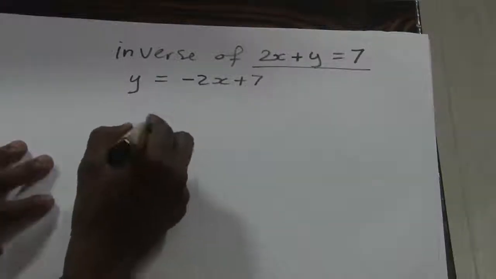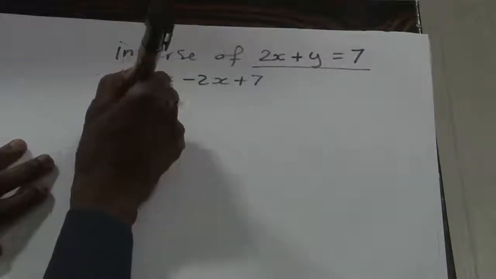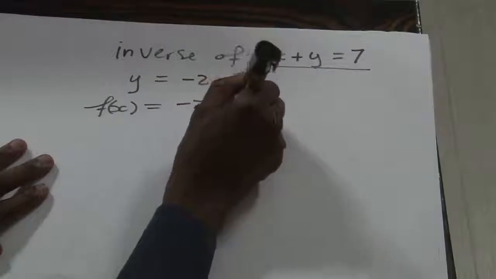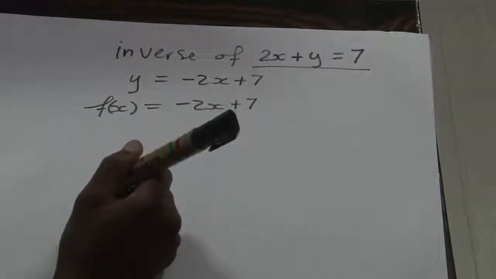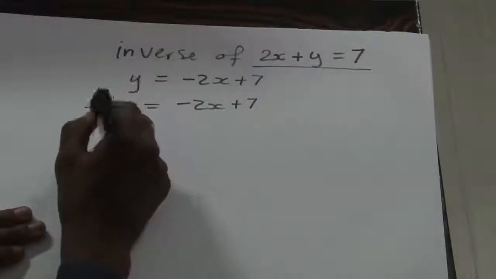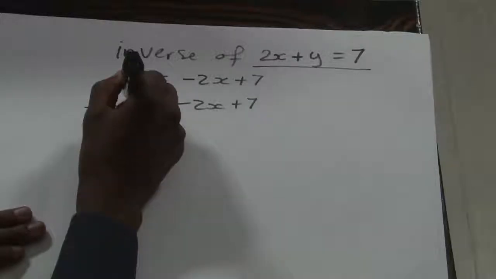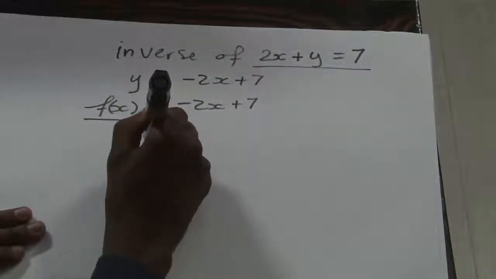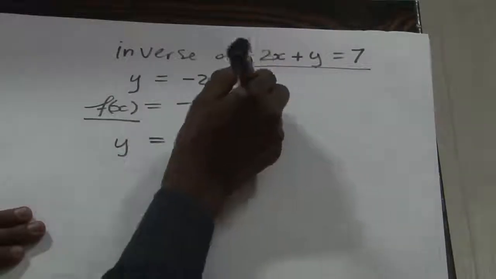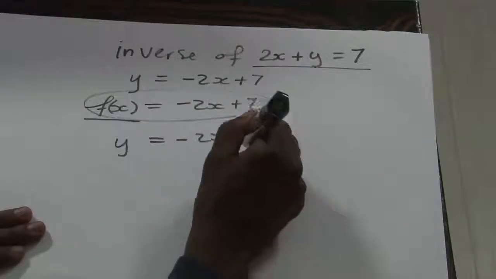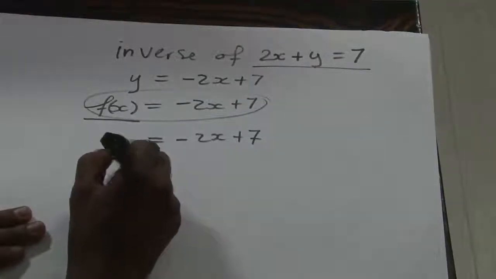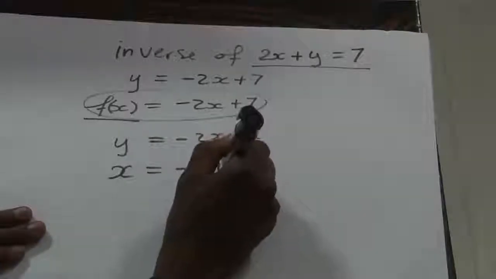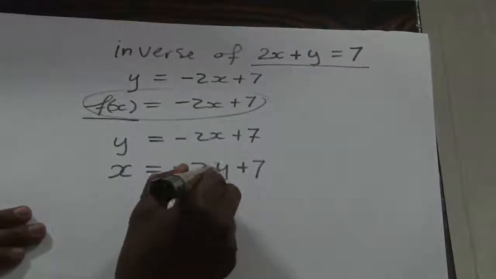Now most of the times when you talk about functions, we use symbols like f of x. So this equation would have been given to you as f of x is equal to negative 2x plus 7. Now to find the inverse of this, you make f of x a y, so it will be y is equal to negative 2x plus 7. Then exchange y and x. Where there is y, you put x, where there is x, you put y, and then try to make y the subject of the formula.